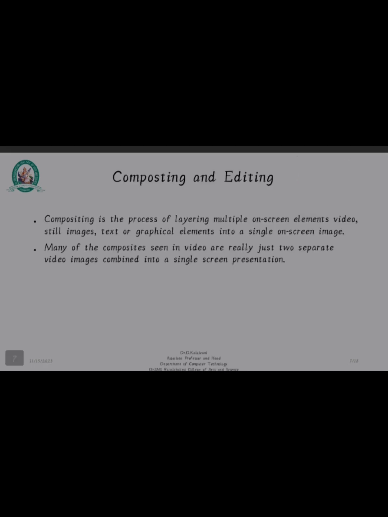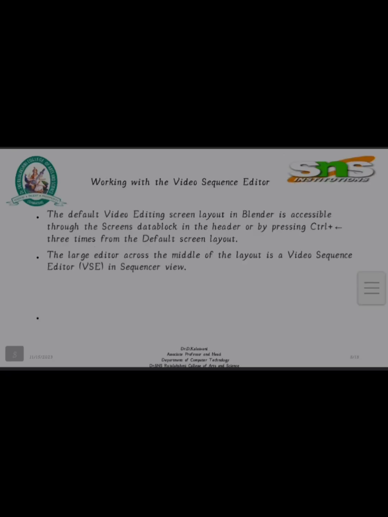Compositing and editing. Compositing is the process of layering multiple on-screen elements of video, still images, text and graphical elements into a single off-screen image. Many of the composites seen in video are really just separate video images that are combined as a single screenshot. Working with the video sequence editor.